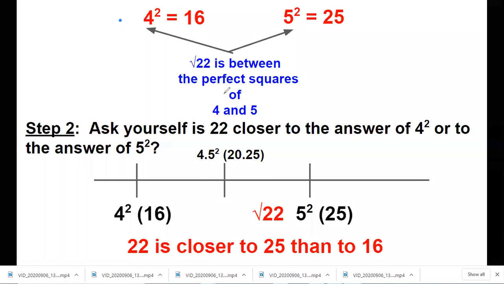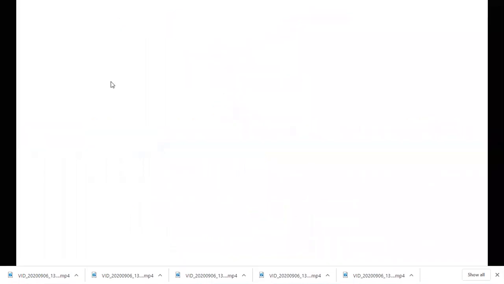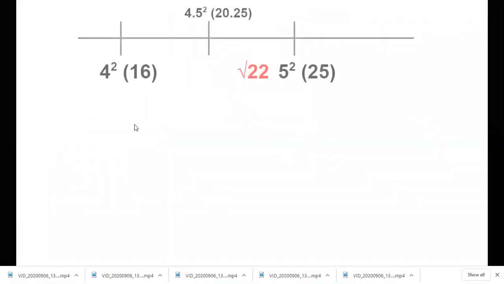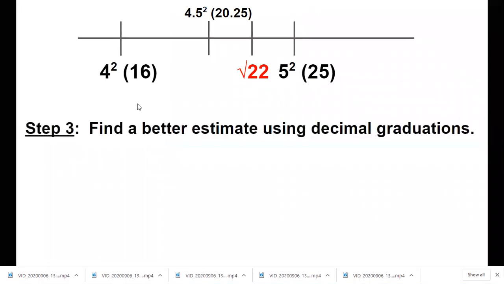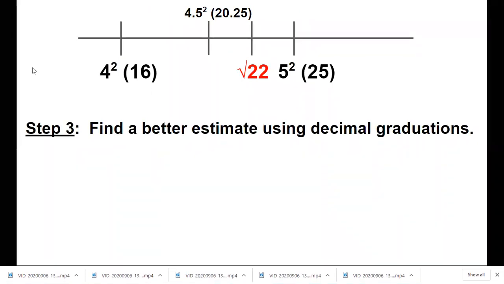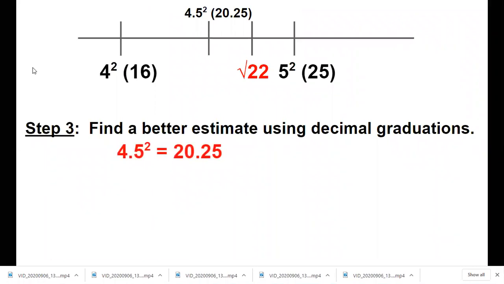Oops, clear that drawing. Okay, so here's that chart again, showing us that 4.5 squared is the new lower limit. So now we have to find a better estimate using decimal graduation. We're going to start with our lower limit of 4.5 and square it, 20.25. Then we're also going to do 4.6 and square it, and that'll give us 21.16.